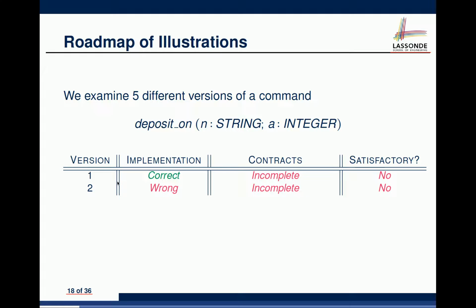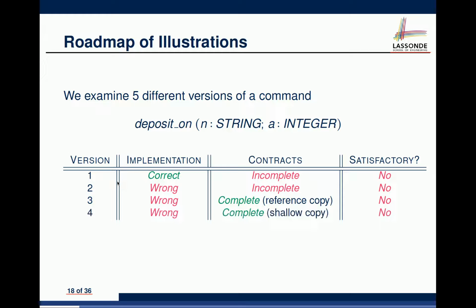In version number 3, we try to be complete, but we use a reference copy of the pre-states. We'll see how useless it might be. Well, you've got to see that, right? In version number 4, we're going to use a shallow copy. With a shallow copy, we know that in some cases it might be okay to see the changes, as we learned on Monday. But in some cases, when the change is made beyond the first level, it cannot work, right? So version 4 is still not satisfactory in general.